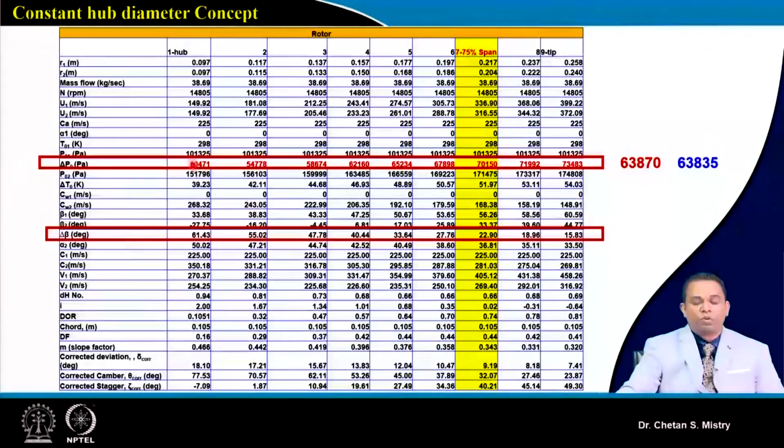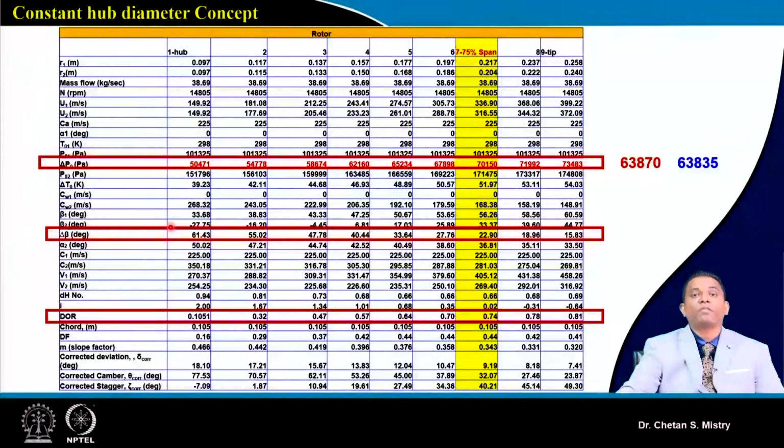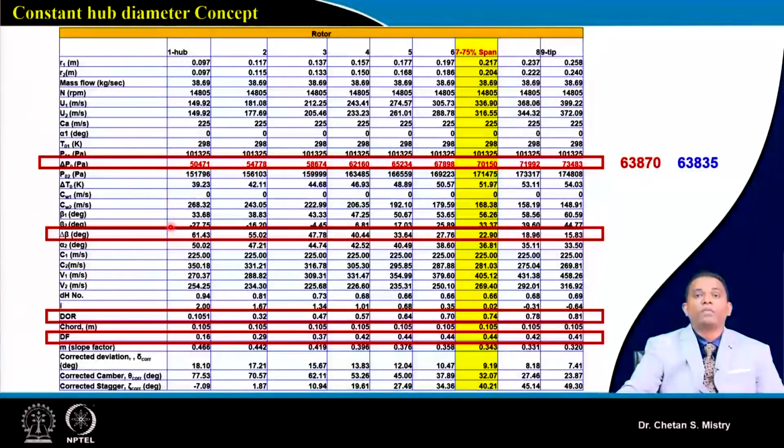Here, the very first parameter I will look at is my delta beta. The next parameter we will keep an eye on is the degree of reaction. We will also watch the diffusion factor, and next the camber angle calculation. Once this is giving satisfaction, we will do our design for the tip station.